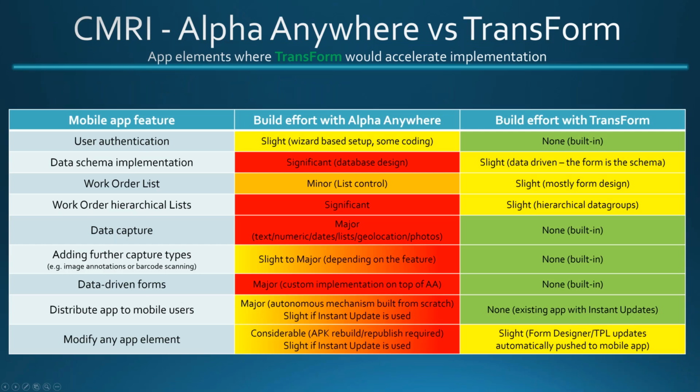So if we consider the list of features, as we said, the kind of things that we would want in a mobile app, and compare it to the kind of mobile app that we described for CMRI, and we compare the build effort to implement with Alpha Anywhere to compare with Transform, almost everything is simpler. Some of it significantly so. So the data capture part, to set up all of the various capture fields with the proper input methods to go with them, is certainly simplified in Alpha Anywhere compared to doing it in a native way.